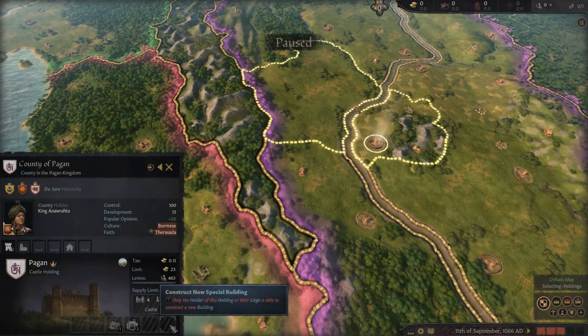Again, you can do this in an 867 or 1066 start, doesn't matter. You just need to pay to build it. Now, what will this give you? It gives you a +3 monthly tax for the holding. Countywide, it gives you +20% monthly development growth and 0.1 monthly development growth. On top of that, realm-wide, you get +2 learning, +5% monthly piety, +10% monthly control, and +5 popular opinion.